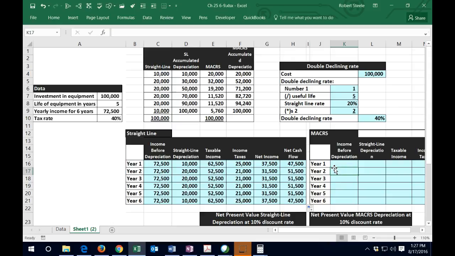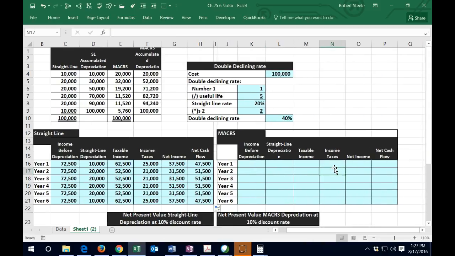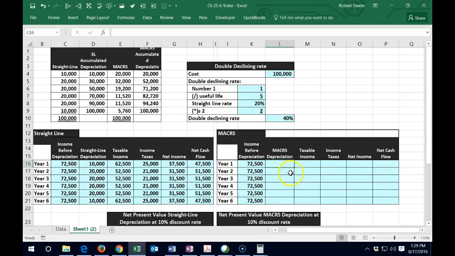Okay, so we're going to compare that to the makers. Same type of method, but we're going to be in the makers depreciation now. So it's going to be the same starting point, same income, 72.5 all the way down. I just double clicked on that to fill that all the way down. Then we have the things that will differ between the two areas.